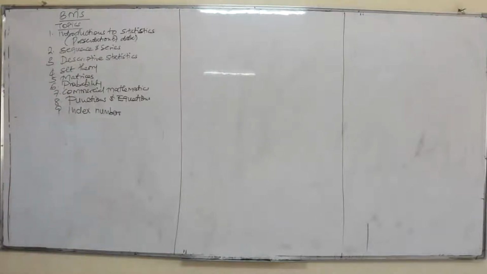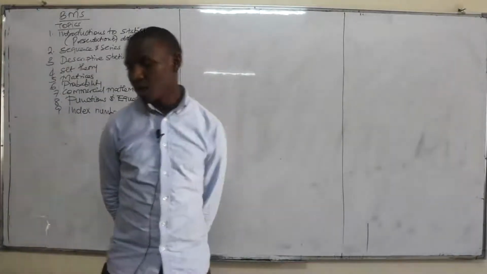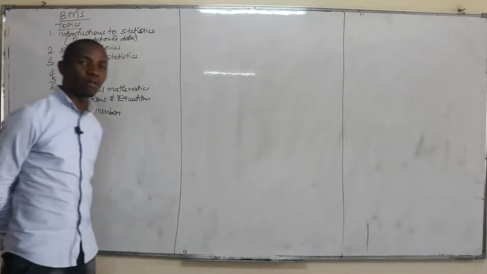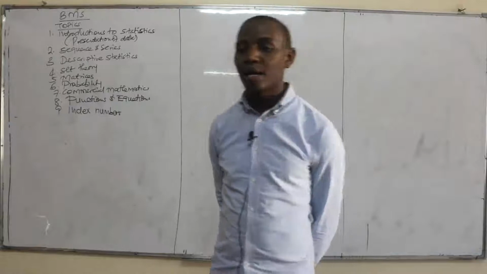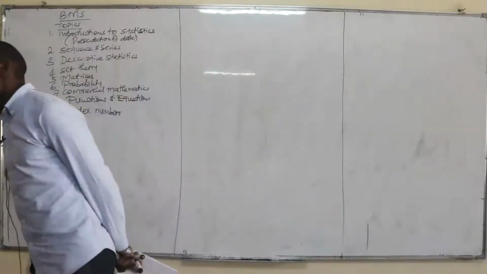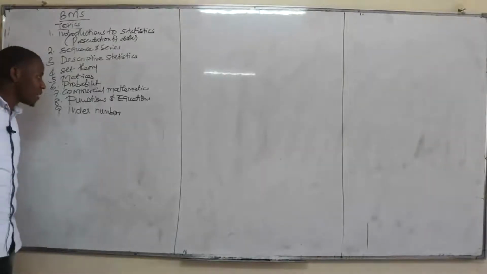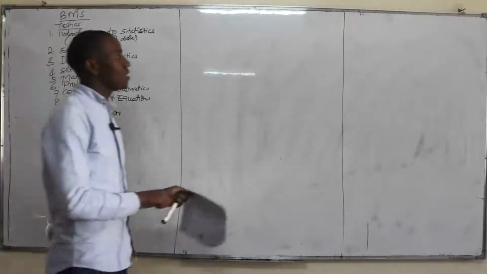We have the introduction to statistics, where mainly we'll be talking about the presentation of data. We have sequences and series whereby we'll talk about the arithmetic progression and also geometric progression. We also have descriptive statistics, where we'll be measuring the measures of central tendency and also the measures of dispersion. We also have set theory and matrices, probability, commercial mathematics, functions and equations, then index numbers. So for today, I want to start with what we call set theory.